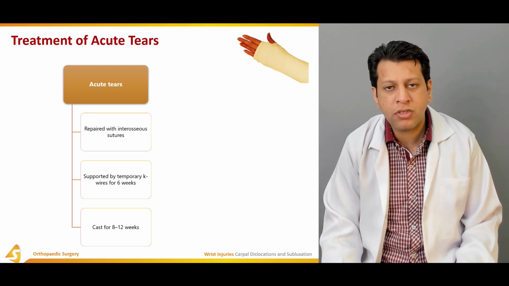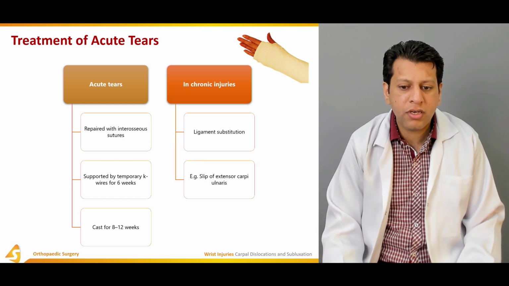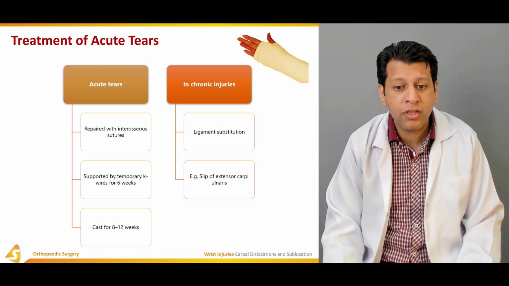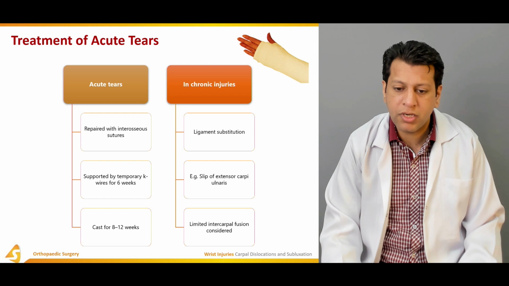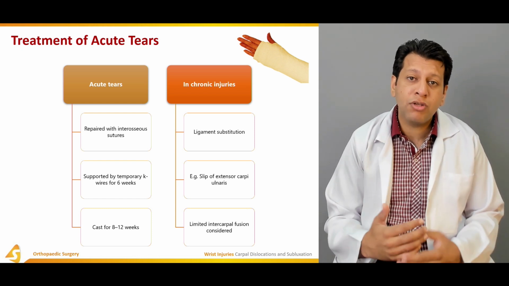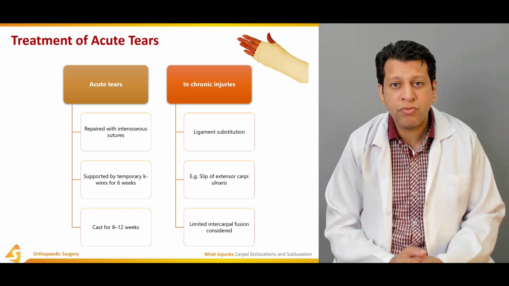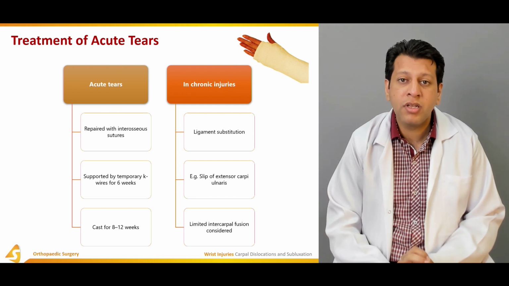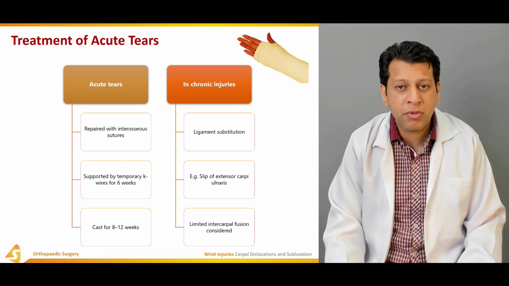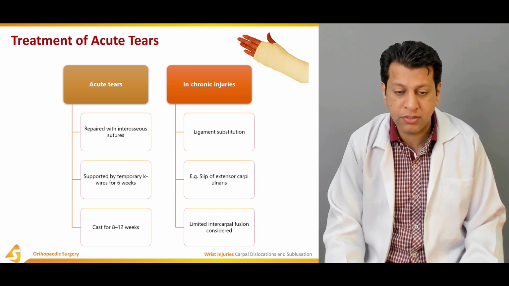But the problem starts when there is a chronic injury. In chronic injuries, ligament substitution can be done, especially a slip of extensor carpi ulnaris can be substituted for the lunotriquetral ligament. Limited intercarpal fusion may also be considered if lunotriquetral arthritis has developed beyond a certain stage. This may lead to fusion or arthrodesis of this level, so that the pain can be settled, especially when advanced arthritis of the lunotriquetral joint is present.